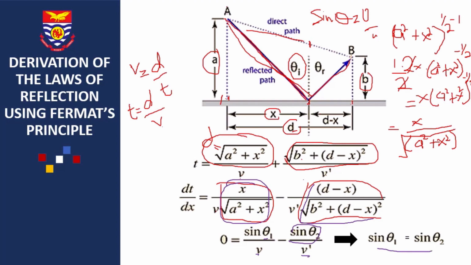But in case we have parallel rays or small angles, sine theta equals tan theta, which is also equal to what? Theta, which is going to make theta 1 to be equal to what? Theta 2. And this is already what we have in our law of reflection, where we have theta 1 to be equal to theta 2, or the angle of incidence to be equal to the angle of what? Reflection.